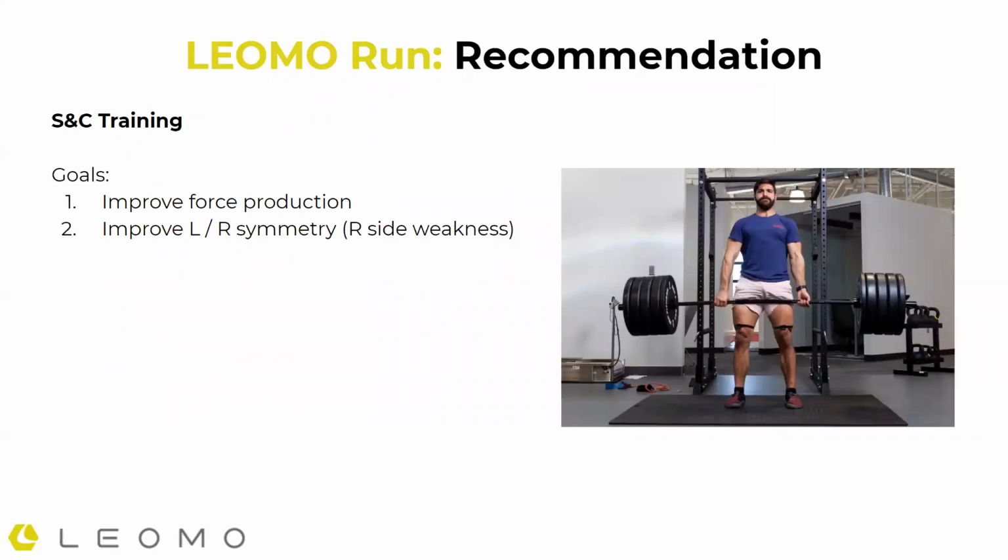Training for this individual, pretty similar. We're going to just do general training to improve force production and improving that left-right symmetry. Probably won't be lifting 415 pounds as this runner in the picture is, but deadlift is not a bad method either.